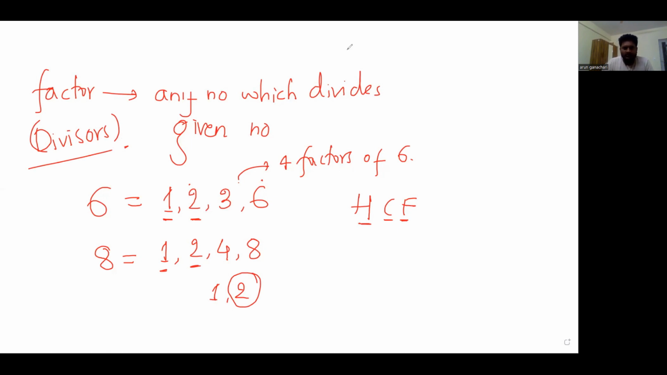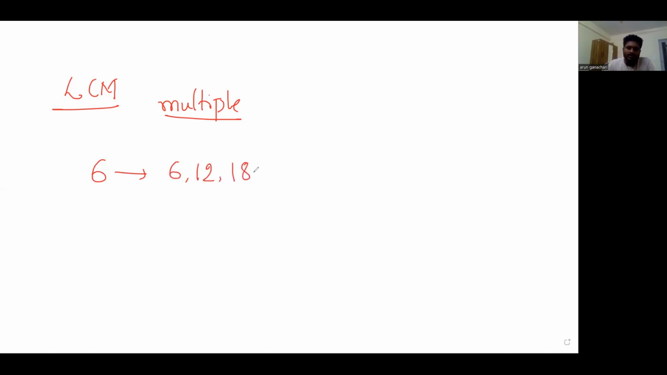Then let us say we are talking about LCM, that is your lowest common multiple. The last word is multiple. So if I consider 6, what are my multiples? Multiple is basically writing the table of that number. So it will be 6, 12, 18, 24, and the list keeps on going, 30, 36. Understanding this, right? Now, if I want to write it for 8, I'll write 8, 16, 24, 32, and 40.